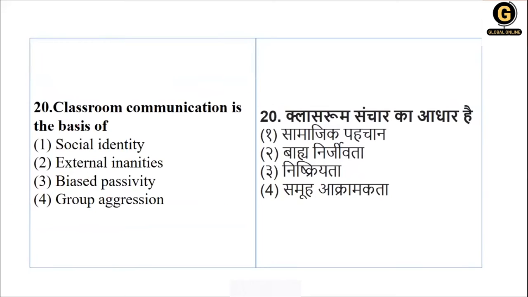Next, classroom communication is the basis of what? Classroom communication is the basis of social identity, external innatives, bias passivity, group aggression. Okay, if you read the question very carefully, these are all negative things which are not possible. So if your classroom communication always helps the child to create his social identity by transforming his overall personality, it helps in what? It helps in social identity.